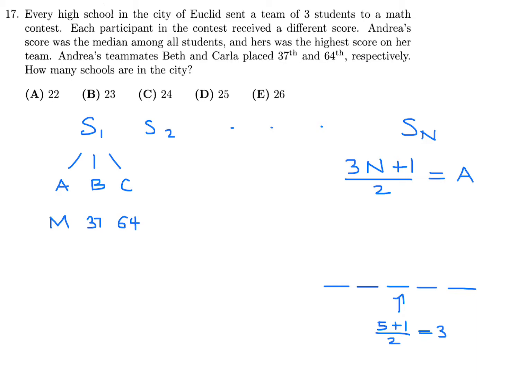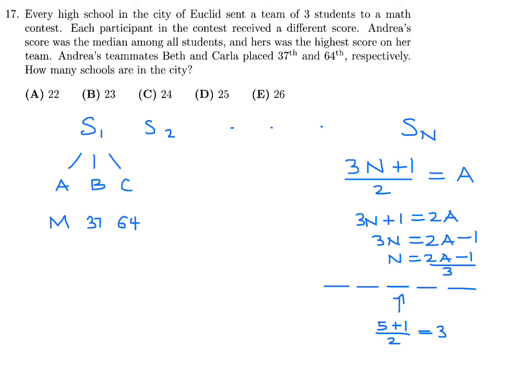Andrea is the median. So manipulating this equation, we get 3n plus 1 is equal to 2a, and therefore 3n is equal to 2a minus 1, and therefore n is equal to (2a minus 1) over 3. So that means, first and foremost, that the number of students has to be an odd number. That's the only way you're going to get an absolute middle value for a median.